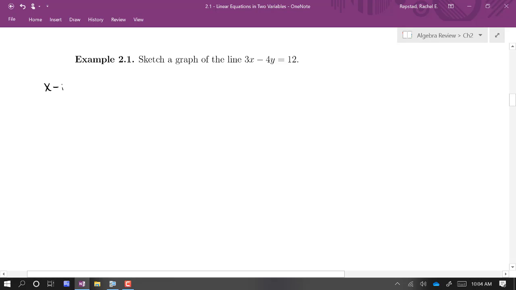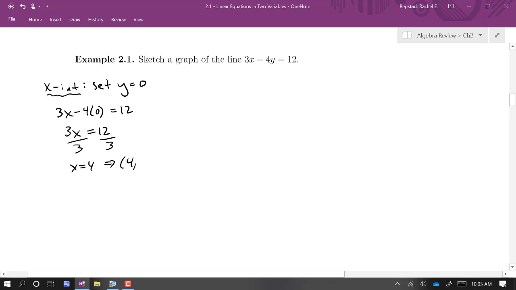To find an x-intercept, this is true not just for lines, but for any graph, you're going to set y equal to 0. If we set y equal to 0, we get 3x minus 4 times 0 equals 12. Of course, 4 times 0 is 0, so this boils down to 3x equals 12. We'll divide by 3. We get x equals 4. And so that means (4, 0) is a point on the line.